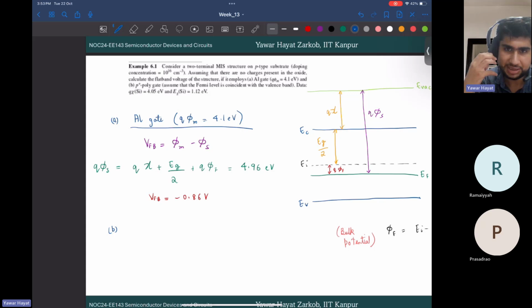Yes, sir. Imagine this is a metal, which is a P plus polysilicon metal. In this P plus polysilicon, your Fermi level is coincident with the valence band. So till EC it was Q chi, and from EC to EV it's EG. Did you get it? Yes, sir.